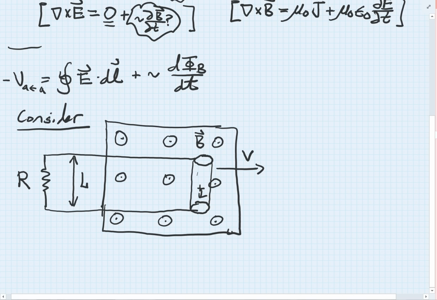And then what will happen before I even connect up my circuit, so let's just disconnect the circuit here for a second. If that circuit's disconnected, what's going to happen then is I'm going to be building up positive charges on this face of my conductor.